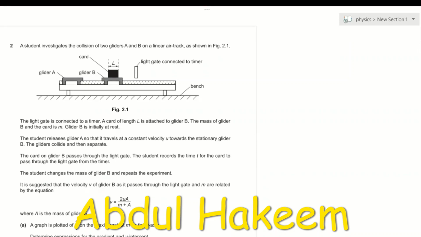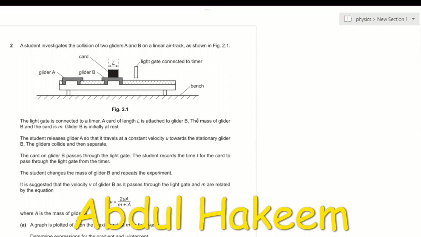The light gate is connected to the timer. A card of length L is attached to glider B. The mass of glider B and the card is M. Glider B is initially at rest. The student releases glider A so that it travels at constant velocity u towards the stationary glider B, and the gliders collide and then separate.